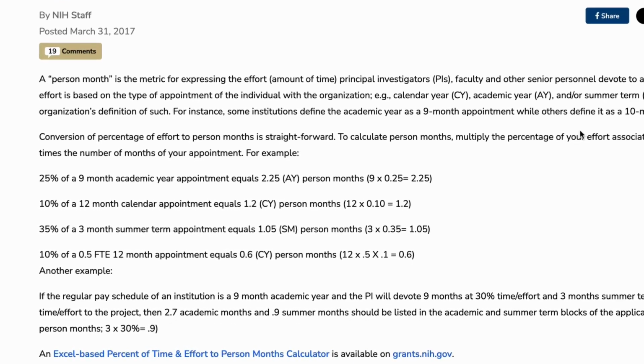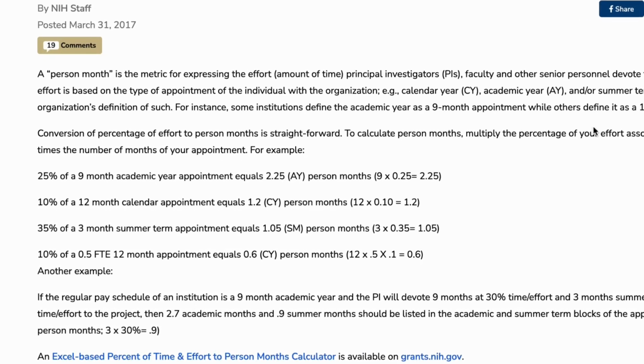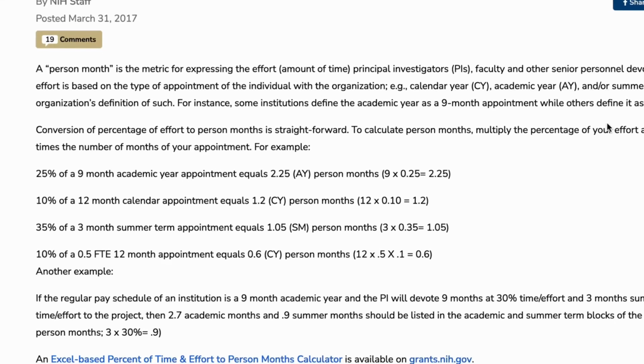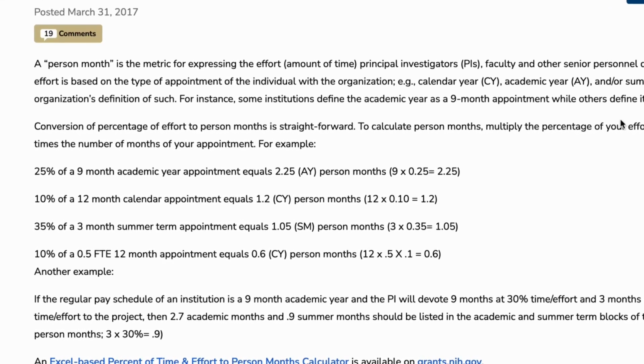There's a lot of variety in there. And then when you see how the effort is reported, it'll often be reported in 1, 2, or 3 buckets, depending on the kind of structure the organization has. Now, some institutions define their academic year as a 9-month appointment, so it's 9 months in the academic year, while others define it as a 10-month appointment, right?